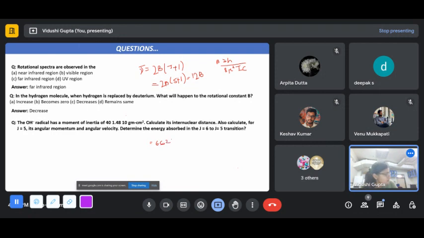6.62 into 10 minus 27 divided by 8 into 3.14 whole square into 1.48 into 10 raised to minus 40 into c. c is 10 raised to power 10 centimeter per second.